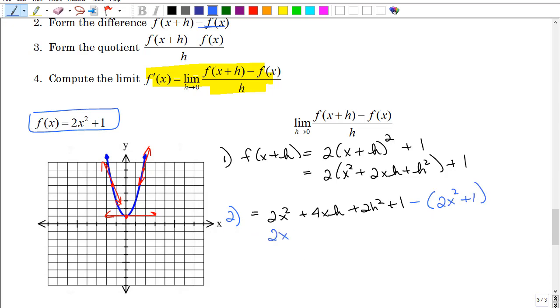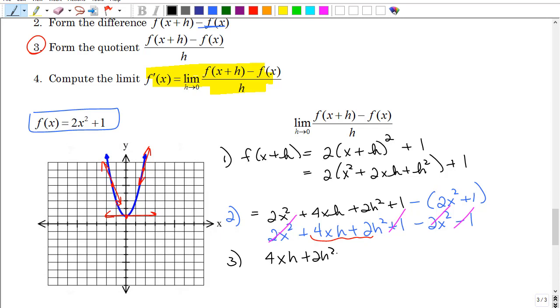Okay, so again, if I distribute my minus sign and collect like terms, I'm left with just those 2 things. So then it says, hey, well, let's divide. Okay, so trying to be a little bit neater. 4xh plus 2h squared divided by h. Since all the terms have an h, or in other words, I can factor out an h, I can divide and be left with 4x plus 2h.